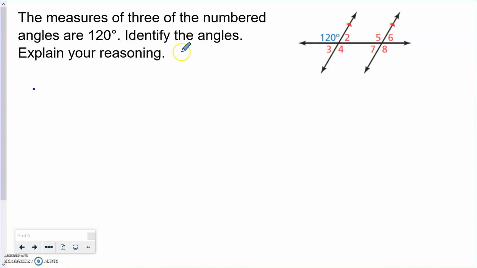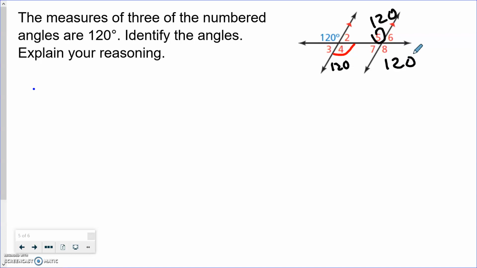The measures of three of the numbered angles are 120 degrees. Identify the angles and explain your reasoning. Well, we have 120 degrees starting here. We can go across here to a vertical angle 4, and that's 120 degrees. That's vertical angles. We can also look at angle 5 compared to angle 4, and that's alternate interior angles. And we can look at angle 4 compared to angle 8, and that's corresponding angles.